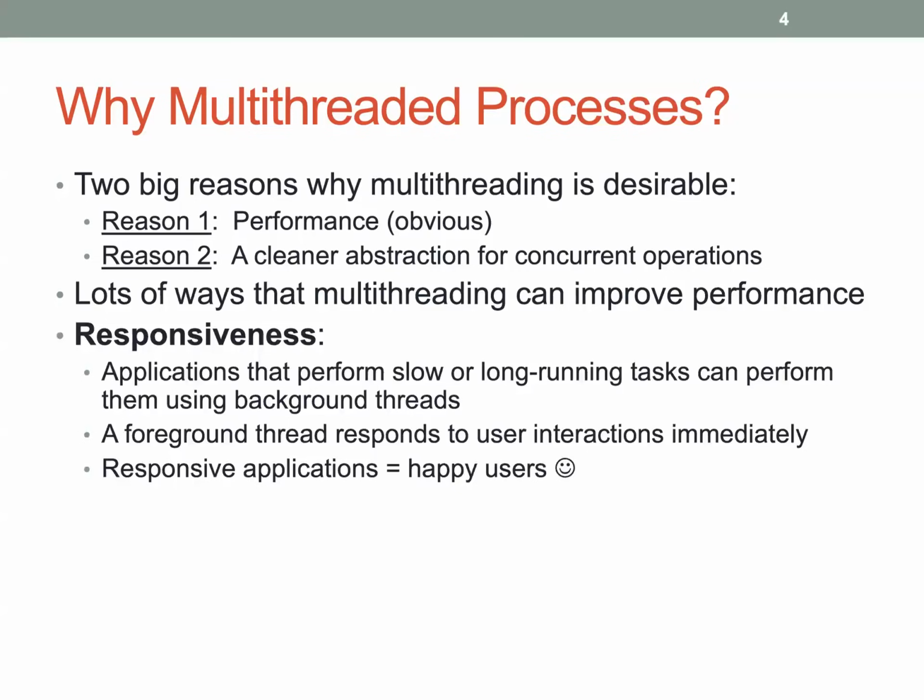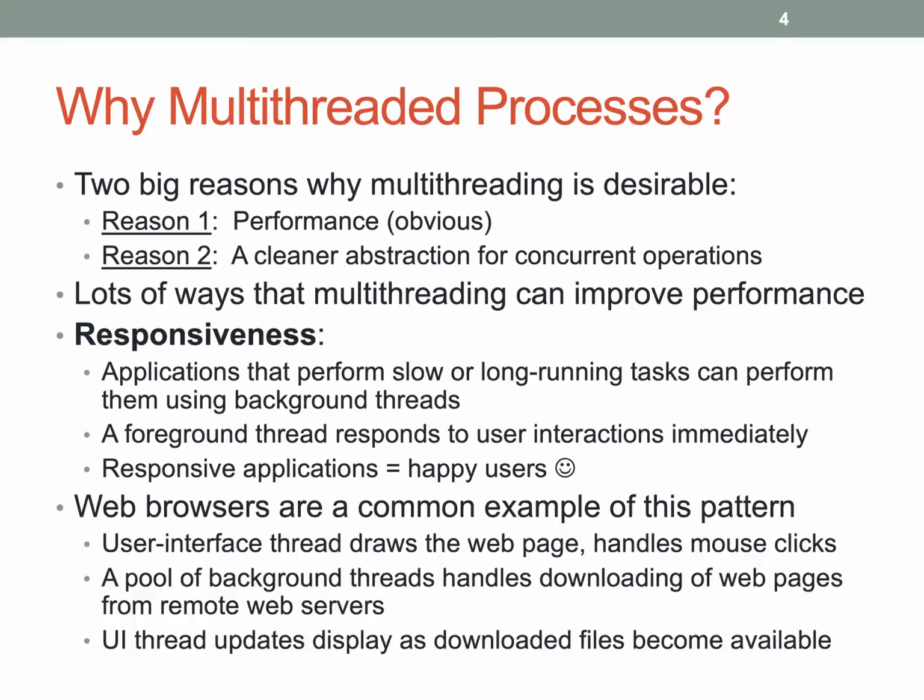And responsiveness is a great example because you can always shove long-running slow tasks onto a thread and then do other stuff that's user-facing in another thread in the same process. And that means that the user will get responses from their interactions quickly, and that means they'll be happy. So that's a simple way that multi-threading improves the quality of life for users.